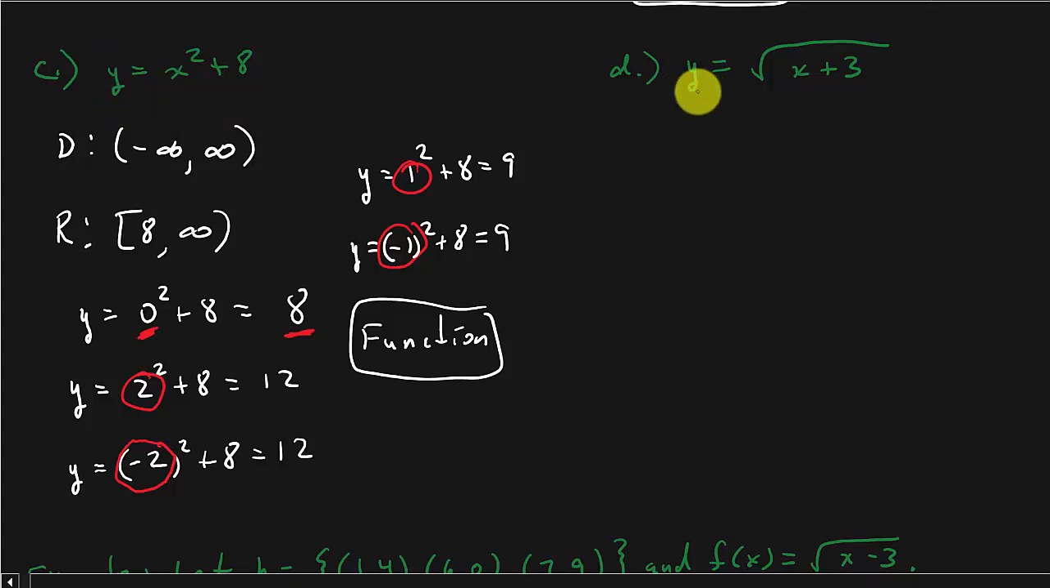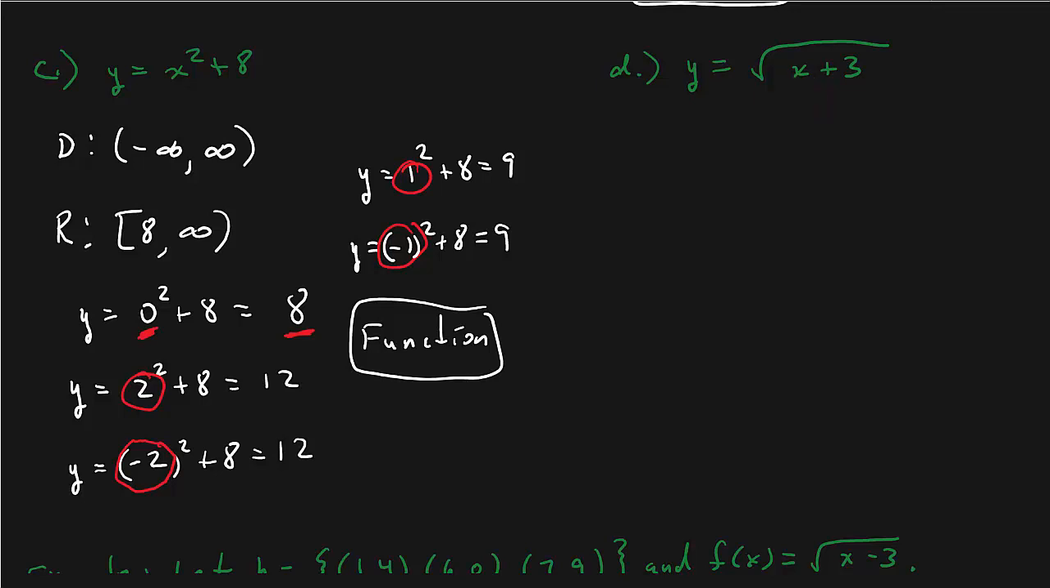All right. So let's look at this one. y equals the square root of x plus 3. All right. So in the previous problems, I've said, okay, can we plug 0 in? Can we plug positive numbers in? Can we plug negative numbers in? And that's how we determine the domain. Well, with square roots, you can do that, but there's an easier way to do it.